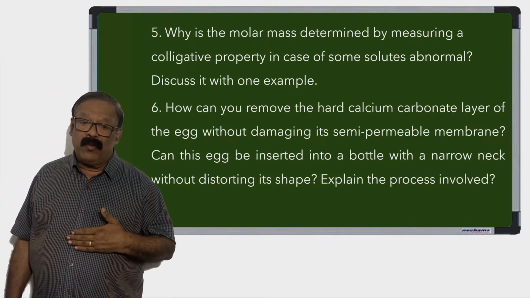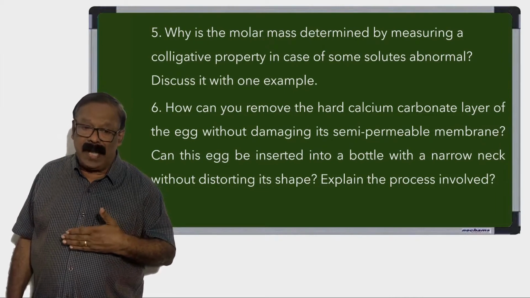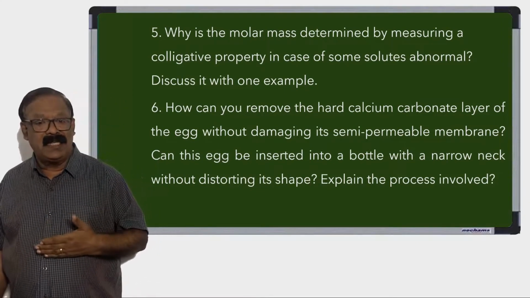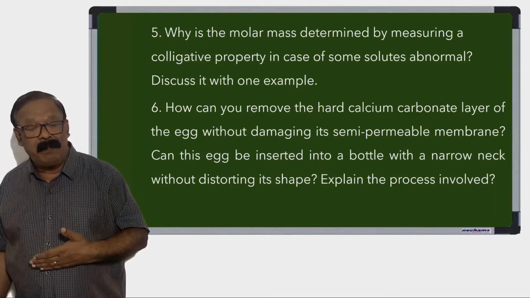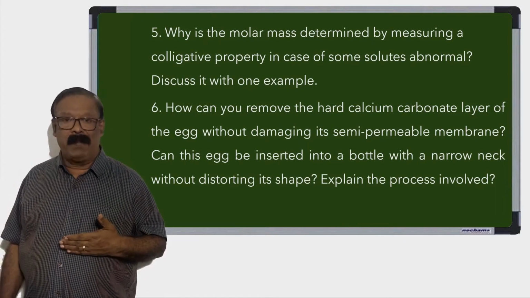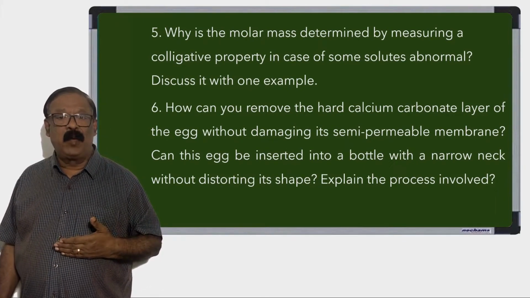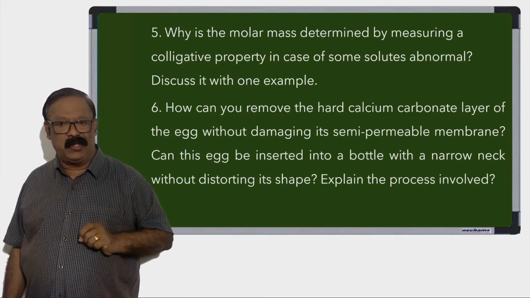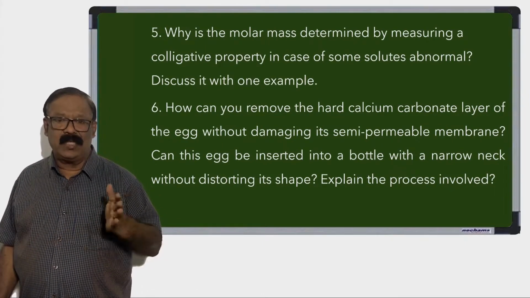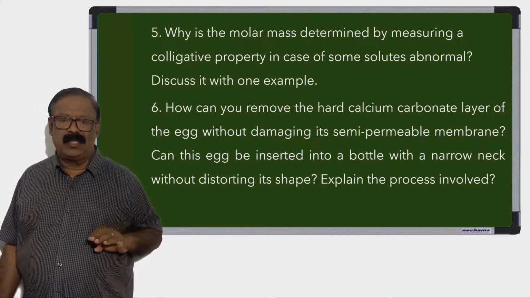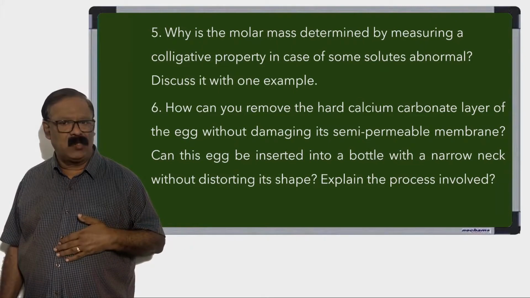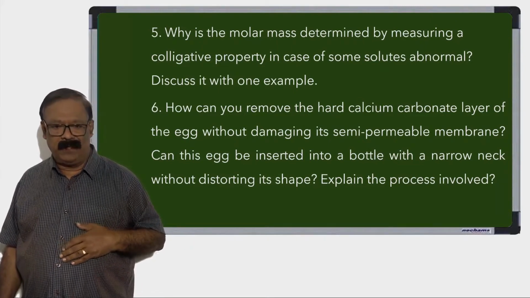How can you remove the hard calcium carbonate layer of egg without damaging its semi-permeable membrane? You can remove the shell just by putting the egg in vinegar solution. Vinegar reacts with calcium carbonate, so the shell will get removed. Instead of acetic acid, vinegar, you can use other mineral acids also, dilute solutions.